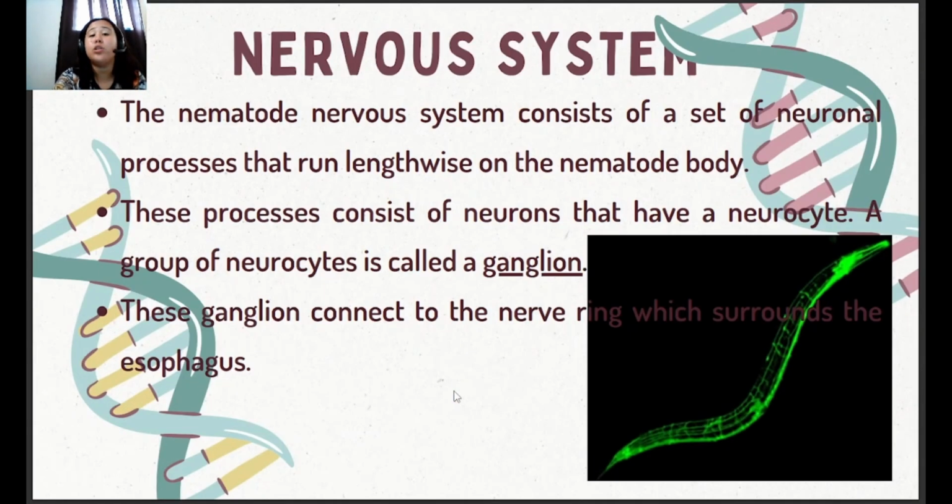Next is the nematode's nervous system. The nematode nervous system consists of a set of neuronal processes that run lengthwise on the nematode's body. These processes consist of neurons that have a neurocyte, and a group of neurocytes is called a ganglion, which I showed earlier. And this ganglion connects to the nerve ring which surrounds the esophagus.